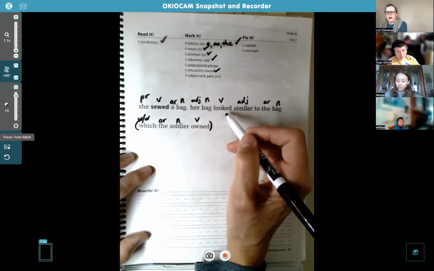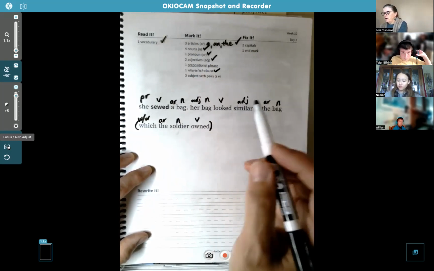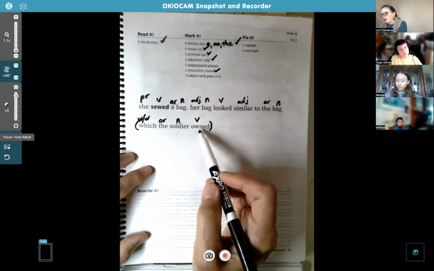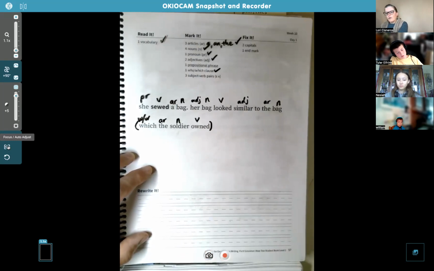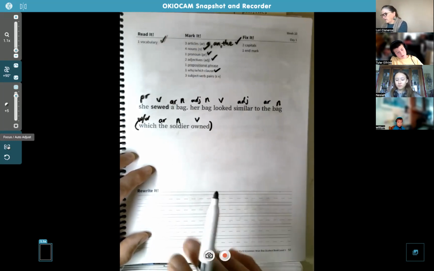Remember, it's a 5 senses word. So that's a linking verb. And then owned and sewed are action verbs. And one way to notice is that they have endings ed. A lot of times verbs do ed or ing. Not always, but sometimes. But that was good.